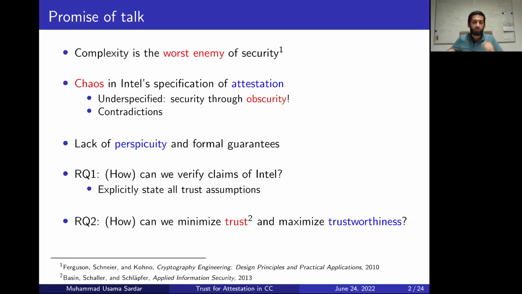Trust has multiple meanings. Here I specifically use the one used in Basin et al. And basically I want to describe whether it's possible to minimize the trust in this trusted execution environment's attestation process, and if so, how.